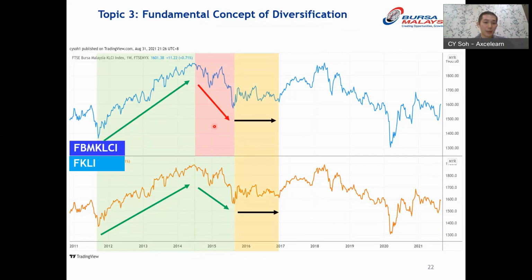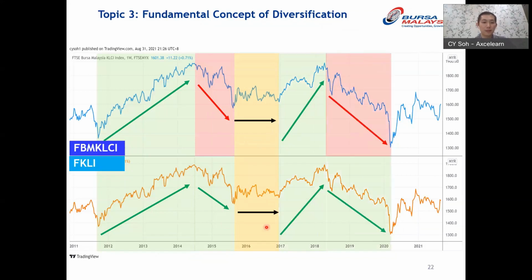Stock market goes sideways, your FKLI also goes sideways. You are unable to earn trading profit from FKLI that easily. So we go to the next time frame. Stock market goes up, FKLI goes up. Stock market comes down, FKLI comes down. But here with FKLI, you can still short it to protect your portfolio or make additional profit, and so forth and so on.